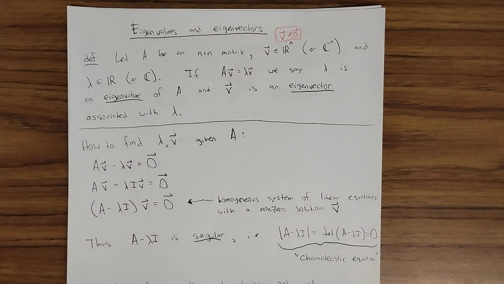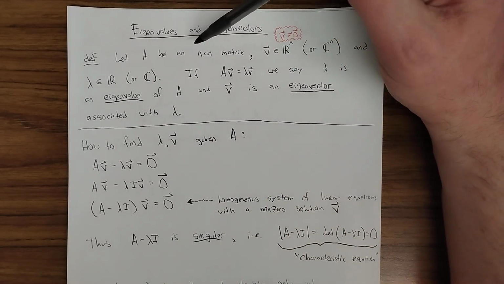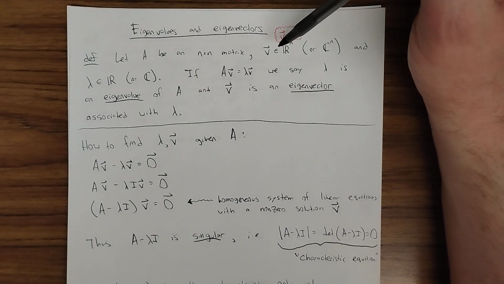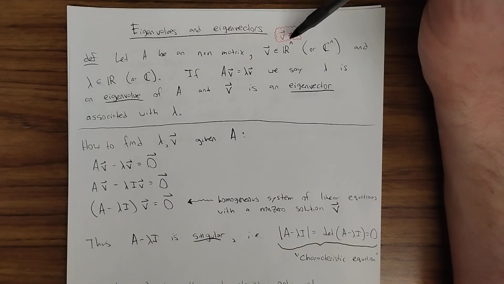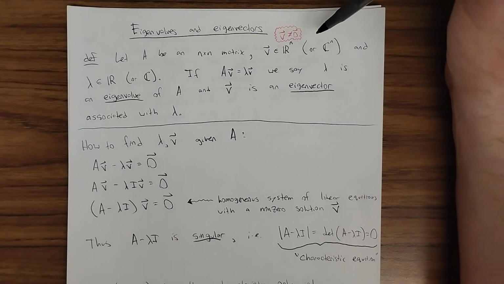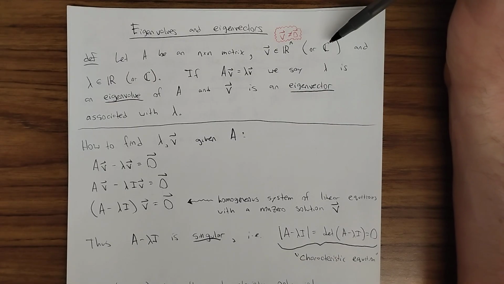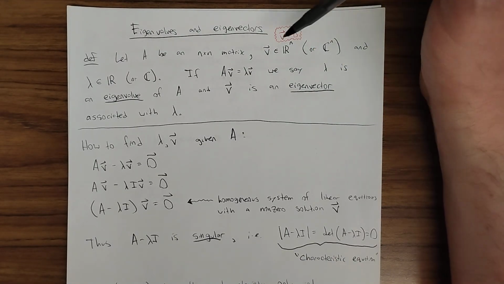Okay, so let's talk about eigenvalues and eigenvectors. Let's say we have a square matrix A, n by n. And then I have an n-dimensional vector V, and I almost forgot to specify that it's not the zero vector. It could be real, like R to the n, or it could be complex. Also, the entries of A could be complex. Everything could be complex.